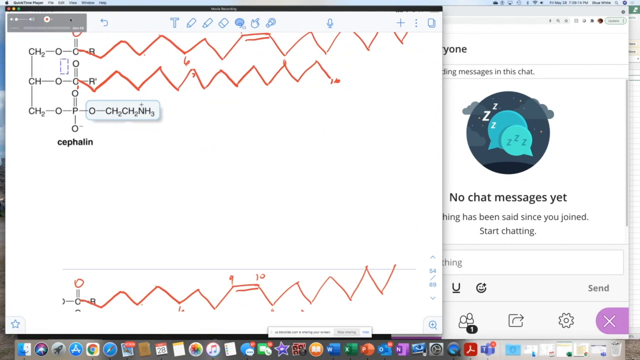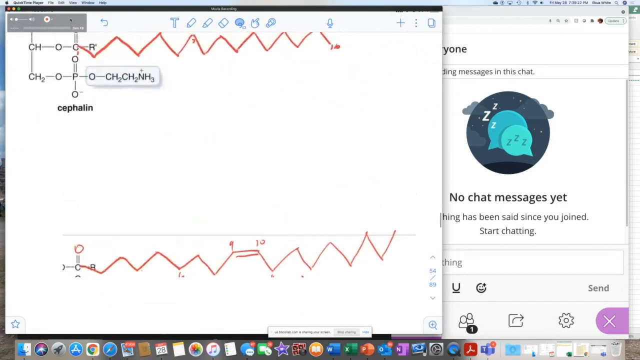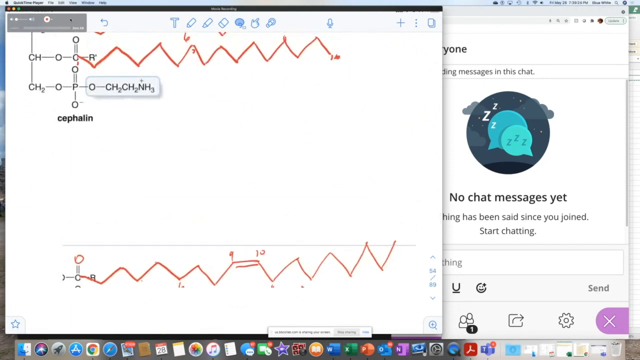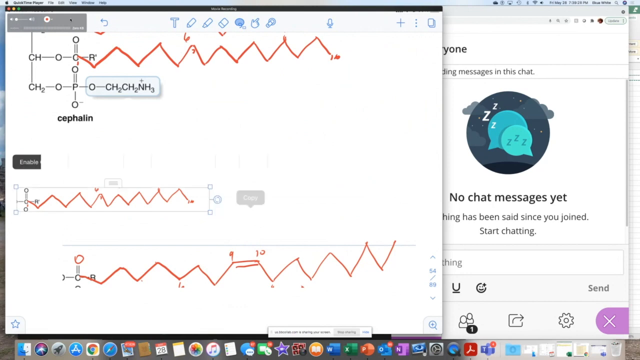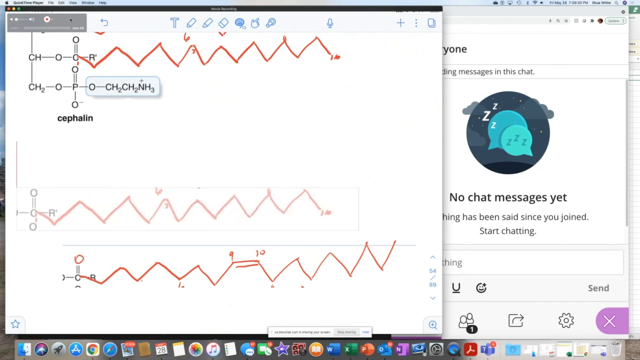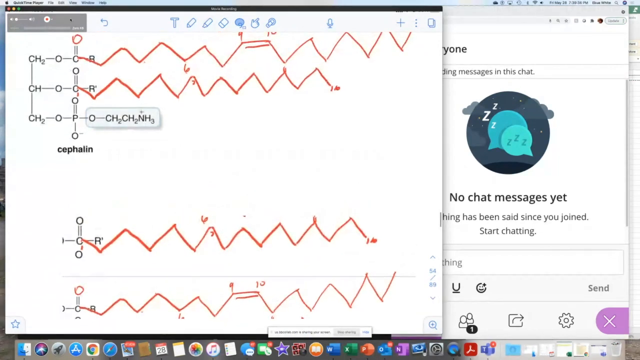See, sometimes it allows me to copy part of the molecule, but sometimes it doesn't. So my goal for this is to flip the R groups. Hopefully you see what I'm doing, right? I'm trying to flip them.